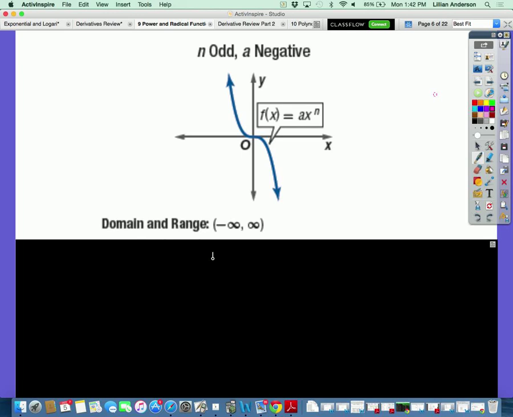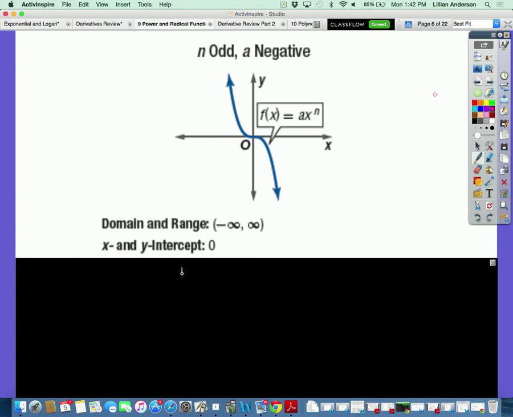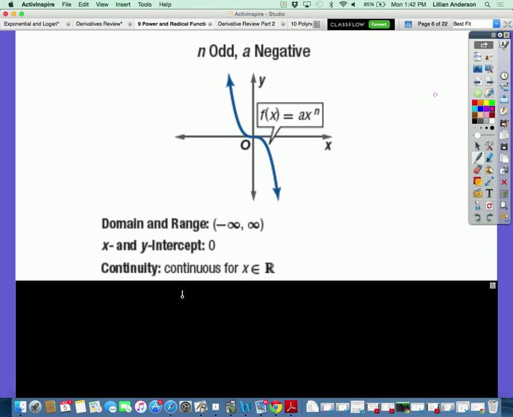Is there any point where it has any breaks, gaps, holes? So negative infinity to infinity. Does the y-intercept or its x-intercept change? No, it doesn't. Okay, so that's still the same. What type of symmetry does it have? It still has origin symmetry, because just because it's flipped, that doesn't change.